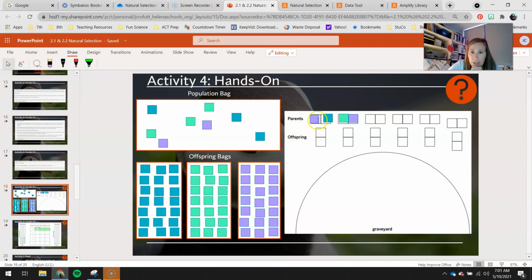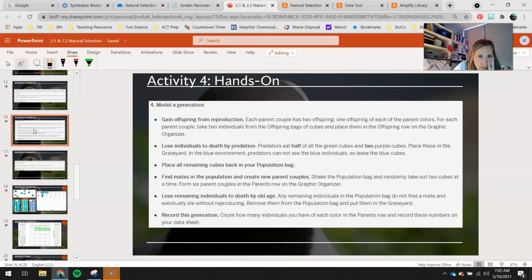So they have 2 offspring. One of the parents is purple, so that means one of the offspring will also be purple. Okay, one of the parents is blue, so again, that's going to mean that the other offspring is blue. So you guys will go through and do that for all of your parent couples. Again, you guys should have these filled in right here, and then you will fill out all your offspring here. It might look different than mine. That's okay.